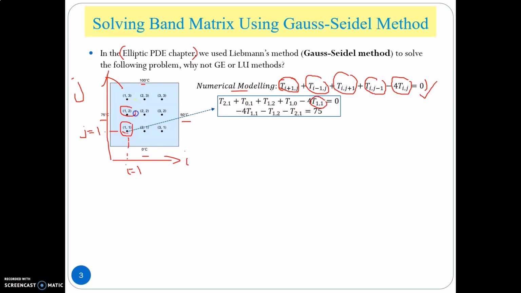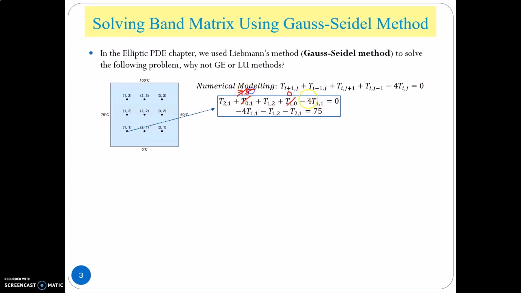And here we have T12, so we don't know this temperature, we just leave it. And here we have T21, so this temperature we don't know, it will remain also. So T01 refers to this temperature, which is equal to 75. So we can substitute 75 here. And then at this point, the temperature is T10, which is equal to 0. So this can be cancelled.